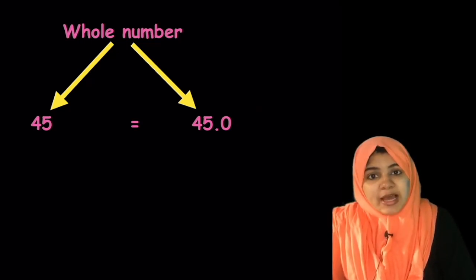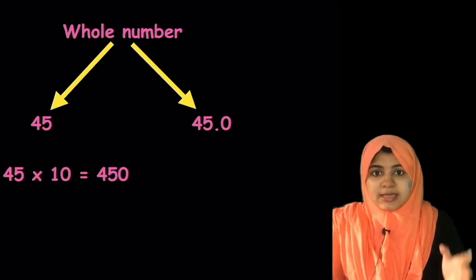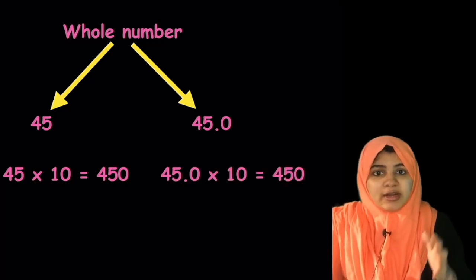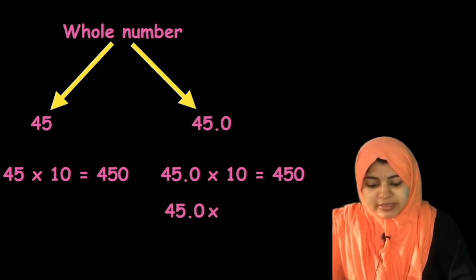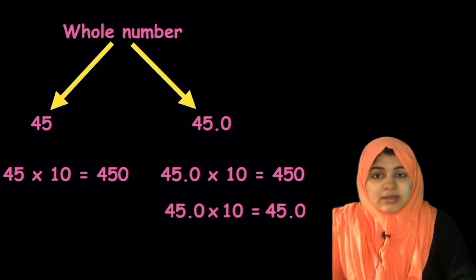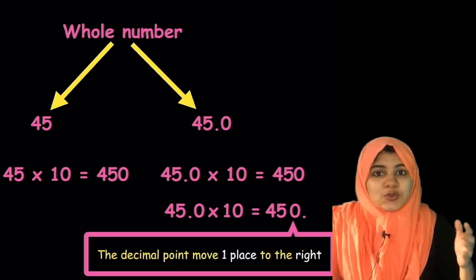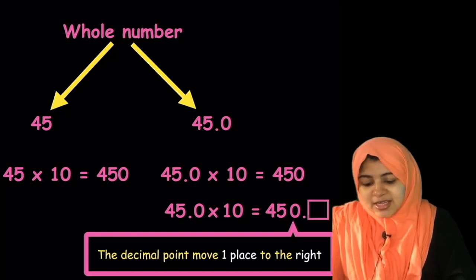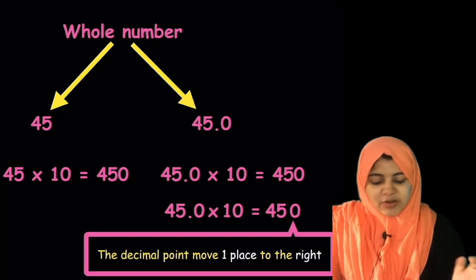So, when you multiply 45 by 10, you get 450. Same way, when you multiply 45.0 by 10, you should get 450. So, what's happening here? See, 45 times 10 is the decimal point moved towards right. The decimal point moves one place towards right when you multiply by 10. Got it? Now, there is no digit after the decimal point, so just ignore it.